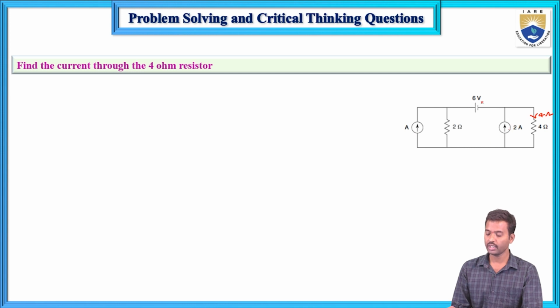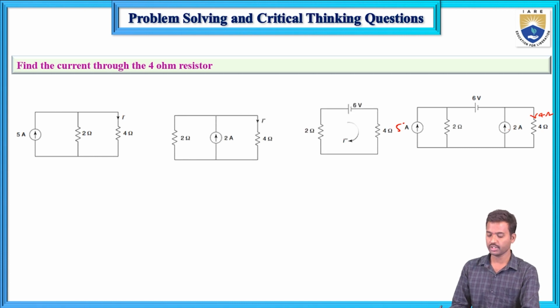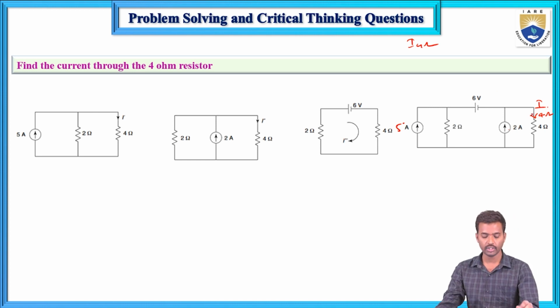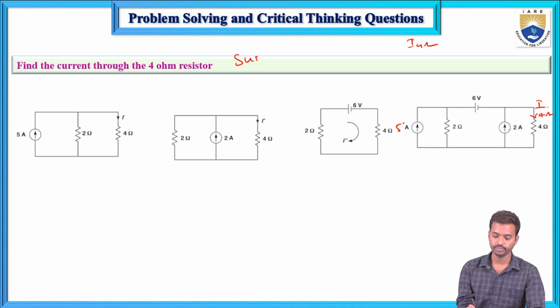So how many sources? 1, 2 and 3. So first, only one source is active. This is 5 amps. So next, here 3 responses. So now here, response 1, this is total response I4. I4 can be calculated using mesh analysis, nodal analysis, anything you can calculate it. So how will you calculate the 4 ohms resistor? Using superposition theorem.